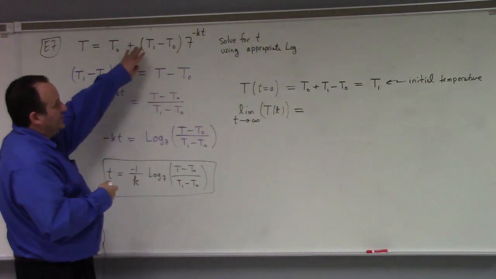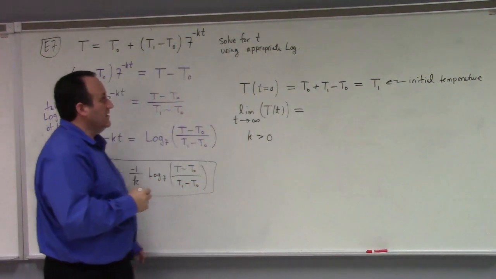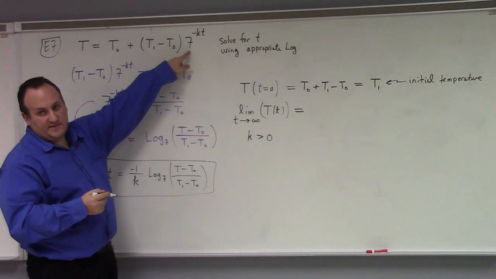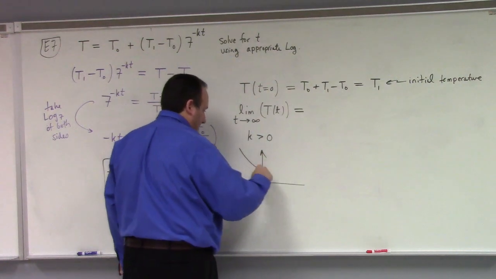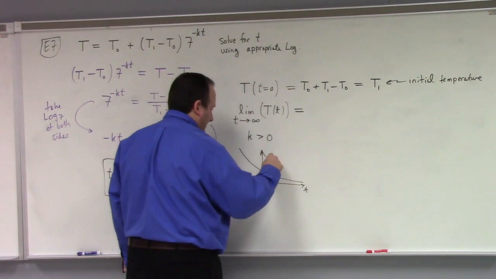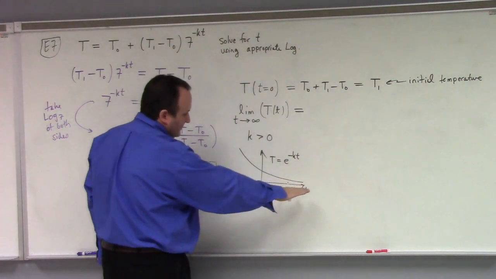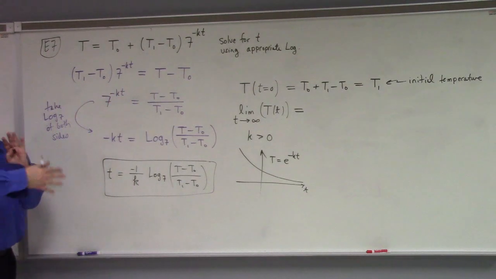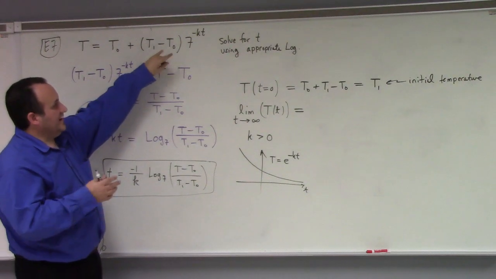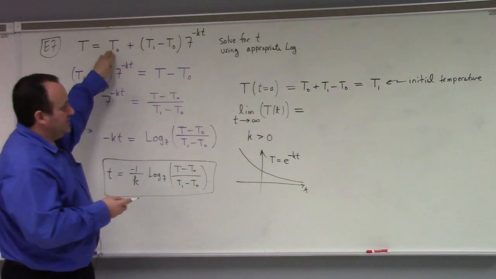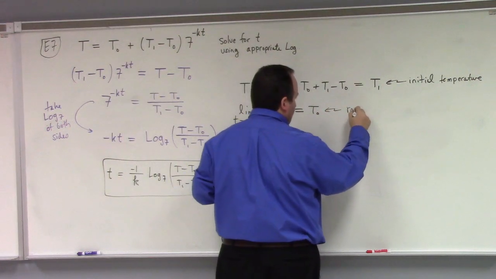If we think about time going to infinity, and this k is positive, what's the graph of e to the minus kt for k positive? Well, it looks like this. For t very large, e to the minus kt gets really, really small. That term goes to 0. So in this formula, this second term dies off, and what you're left with is t0. This is what you'd call room temperature.